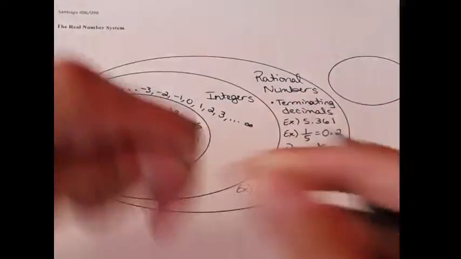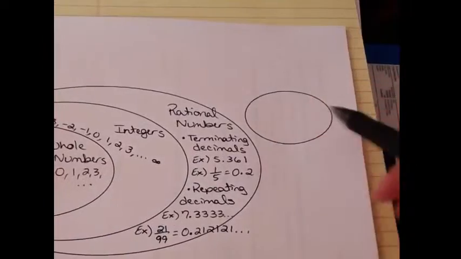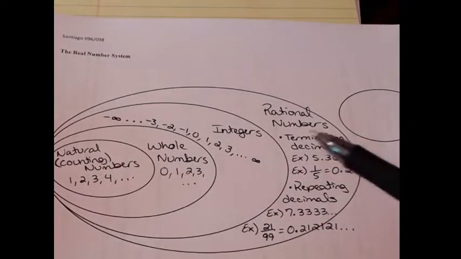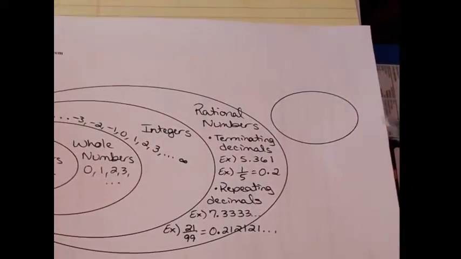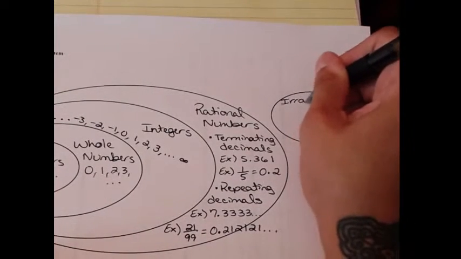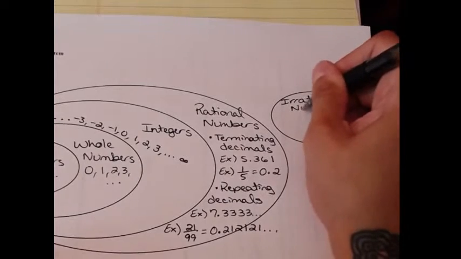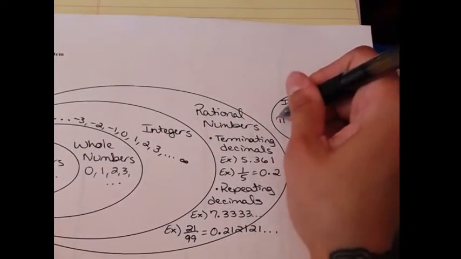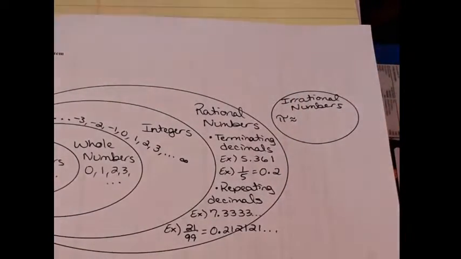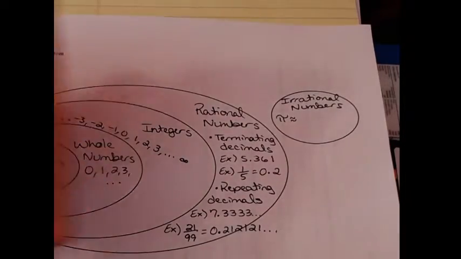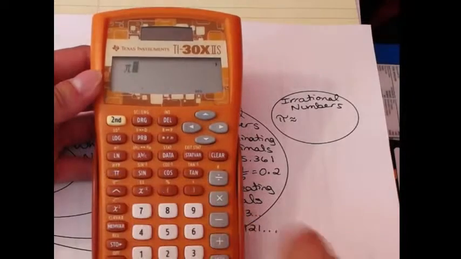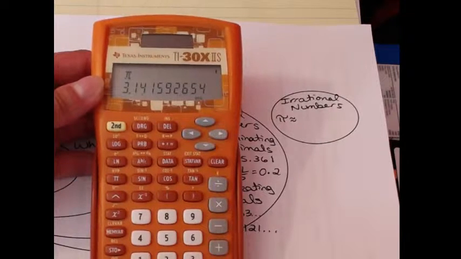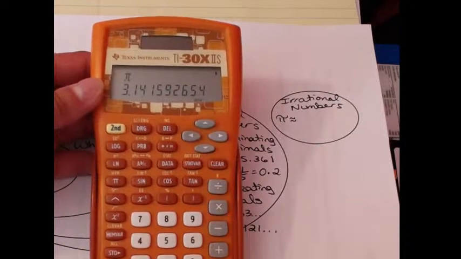Now over here on the side, we have another bubble that we're including in the real number system. So if we have a set of rational numbers, we also will have a set of irrational numbers. Irrational numbers. One of the most famous irrational numbers is pi. If you take your calculators and let's say you're going to punch in pi, I'm going to press the pi key and then I'm going to press equals. I've got 3.141592654.